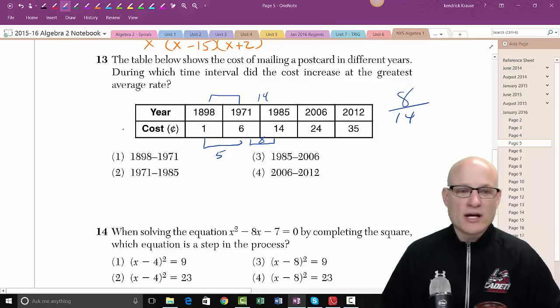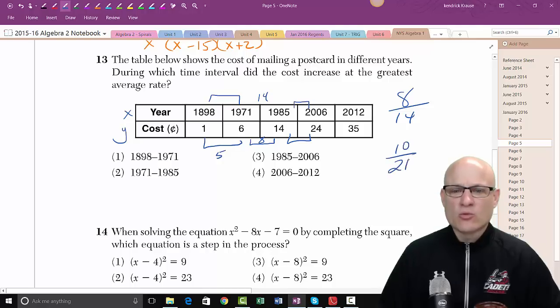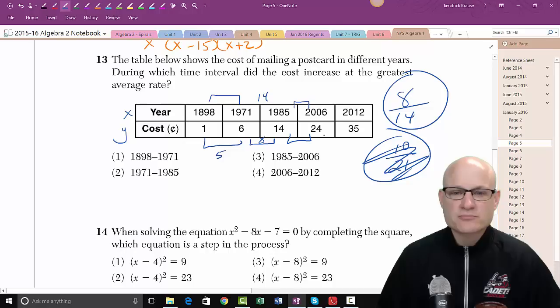Remember, it's changing y over changing x. These are the y's. This is the x's. 8 over 14. That's not bad. That's a lot better than this one. This one went up 10 in... Ooh, that's a lot. 21 years. So 10 over 21. This one's a little bit bigger than a half. This one's less than a half. So that's so far 8 over 14 is the winner.